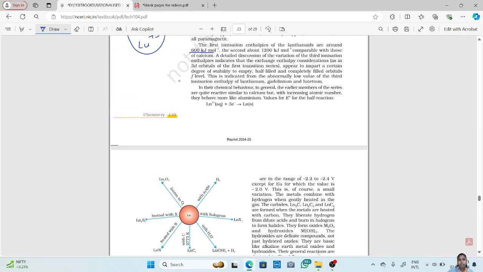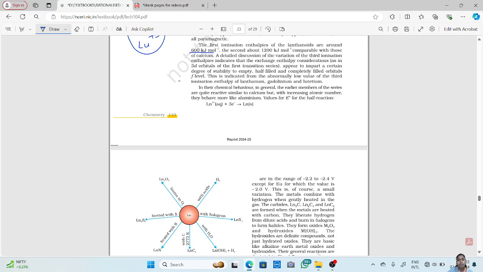Now, a detailed discussion of the variation of the third ionization enthalpies indicates that exchange enthalpy considerations, as in the 3d orbitals of the first transition series, appear to impart a certain degree of stability to empty orbitals. For the second also there is an increase in energy, but as you come to the third, the energy decreases, mainly because by removing that third electron, the atom can attain stability. So there can be changes in the ionization enthalpy as you go further.